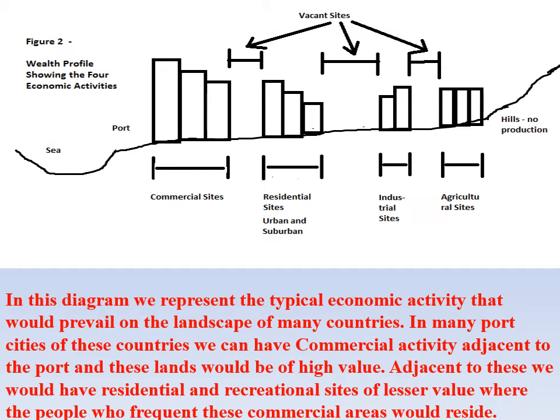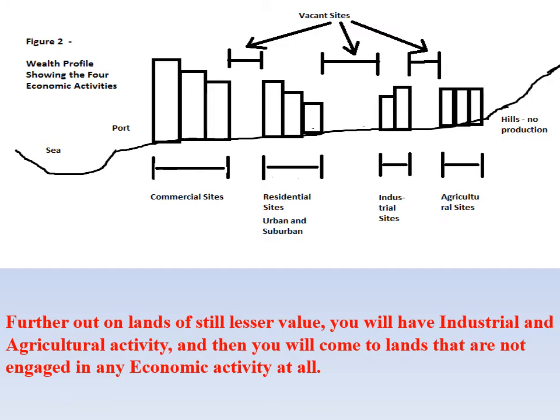So in this diagram, we represent the typical economic activity that would prevail on the landscape of many countries. In many port cities of these countries, we can have commercial activity adjacent to the port, and these lands would be of high value. Adjacent to these, we would have residential and recreational sites of lesser value, where the people who frequent these commercial areas would reside. Further out, on lands of still lesser value, you will have industrial and agricultural activity. And then you will come to lands that are not engaged in any economic activity at all.